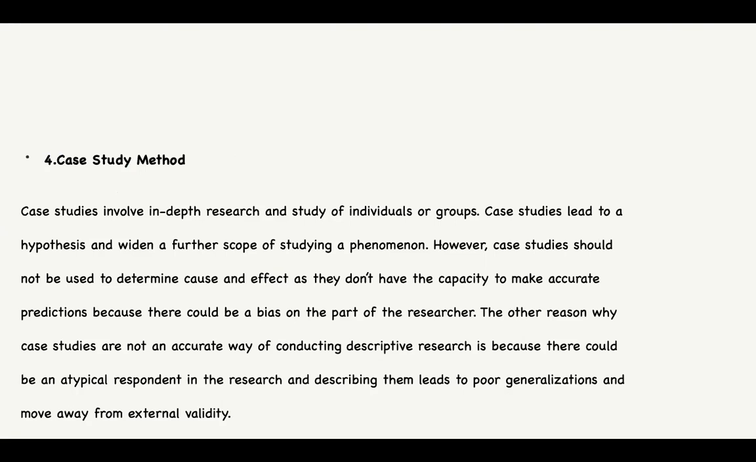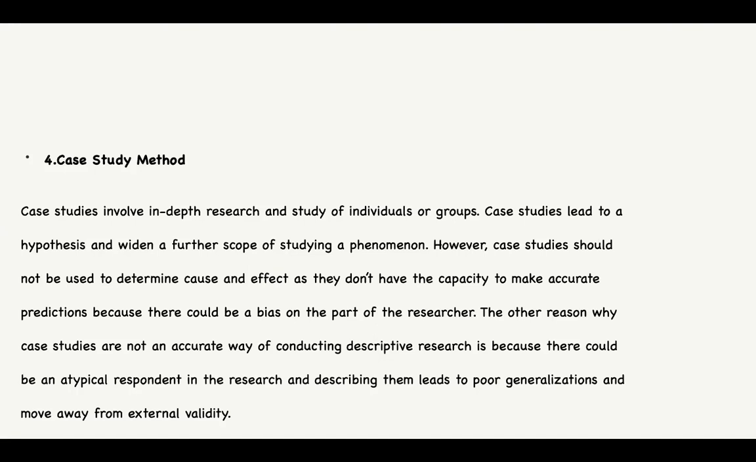Next one is the case study method. Case studies involve in-depth research and study of individuals or groups. Case studies lead to a hypothesis and widen the scope of further studying phenomena. However, case studies should not be used to determine cause and effect, as they don't have the capacity to make accurate predictions, because they could be a base in the early part of the research.